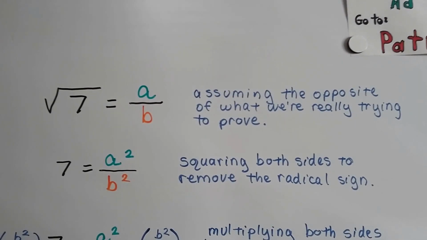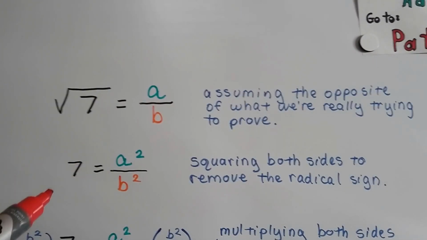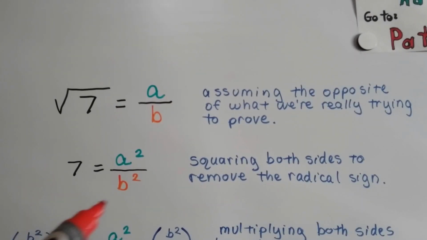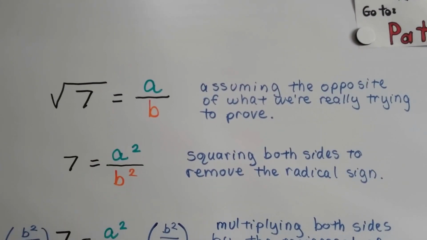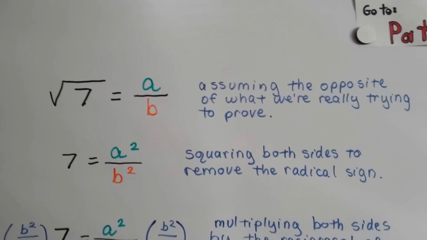Now, as we mentioned in a previous video, when you want to remove the radical symbol, the square root sign, you can take it off and put a power of 2 on the other side. So squaring both sides, we can remove that radical sign. Now we've got a squared over b squared.